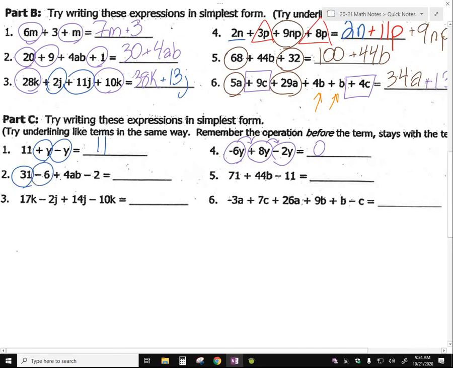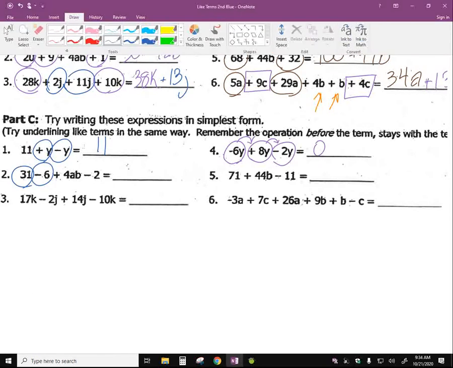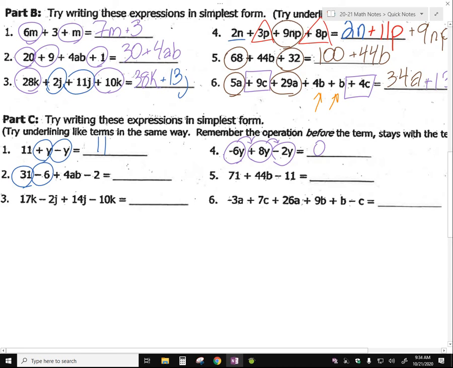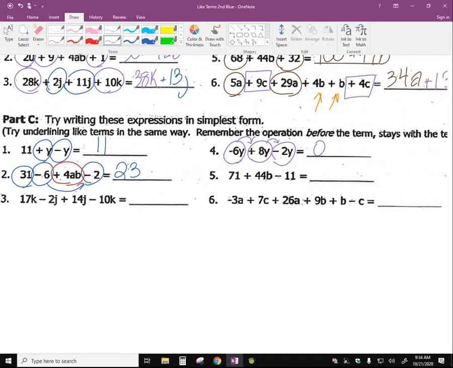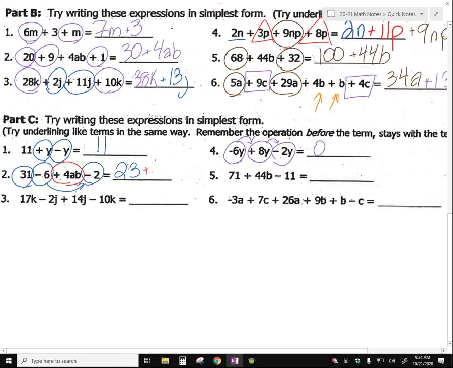We have the number 31. We're going to subtract 6 from that. Then we have 4 jars of apple butter. Then we are going to subtract the number 2 from that. So for this, we need to do 31 minus 6, because that's the one that I indicated as being a like term. 31 minus 6 is 25. 25 minus 2 is 23. And I still have those 4 jars of apple butter.